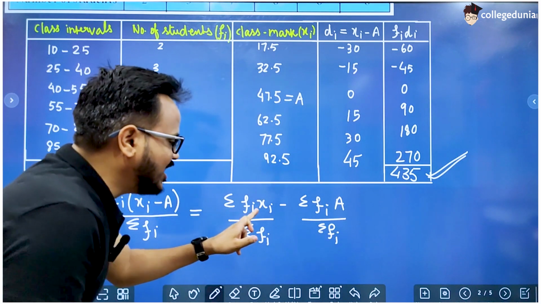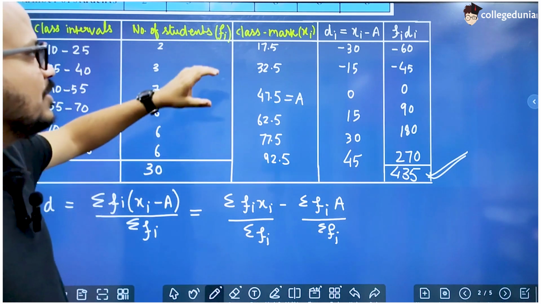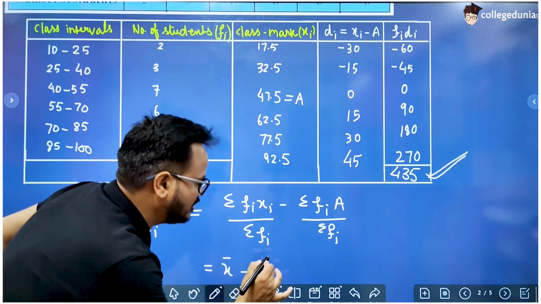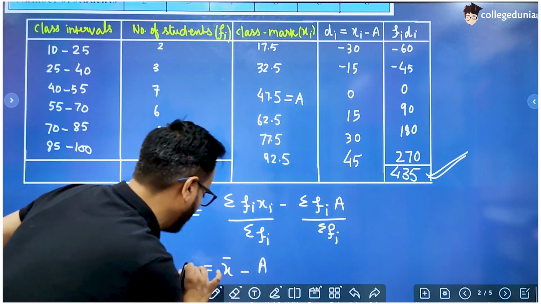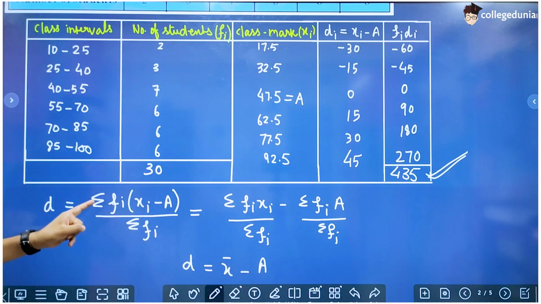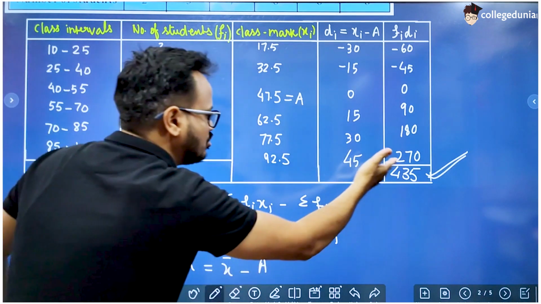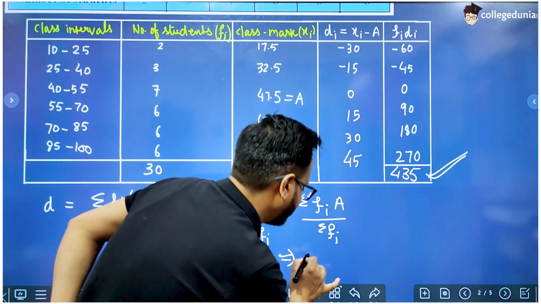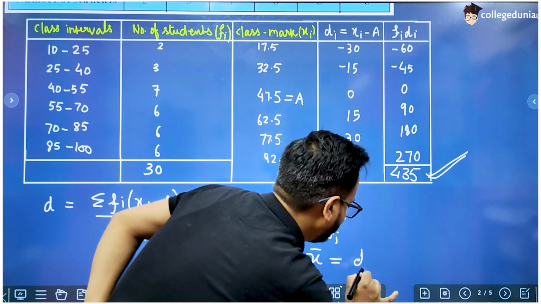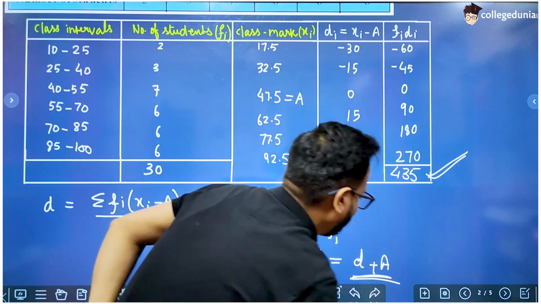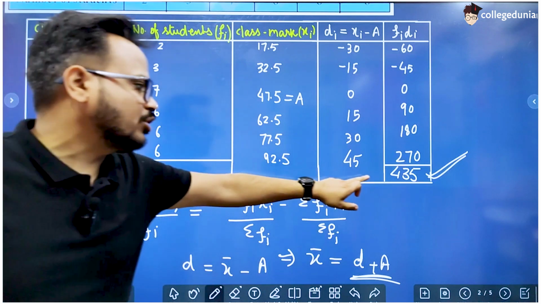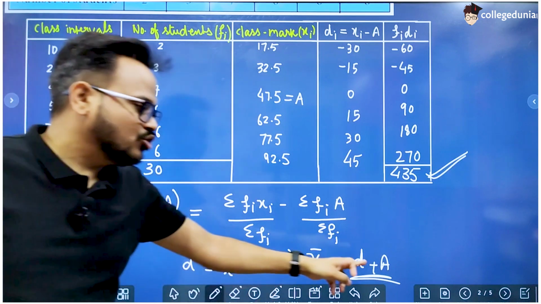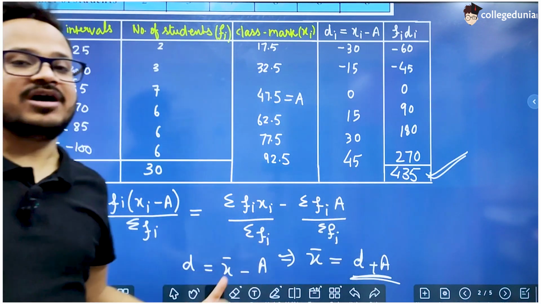Okay, this sigma fixi by sigma fi is, we all know that, the mean, and this is just the assumed mean, and this is d, which is this one, right? This value is 435 by 30. So we can say that the mean x bar is simply d plus a. So we will find 435 divided by 30 and we will add the assumed mean to that value, and that will be our real mean.